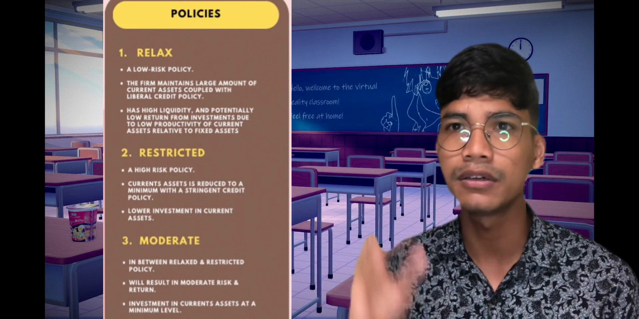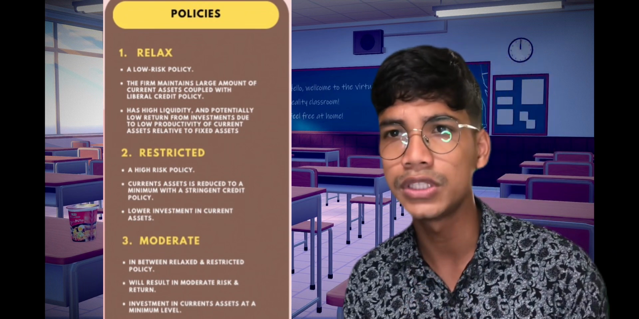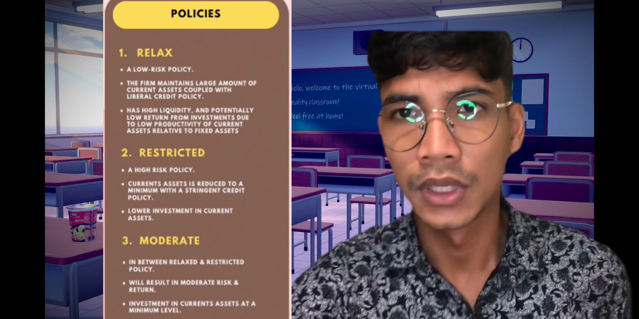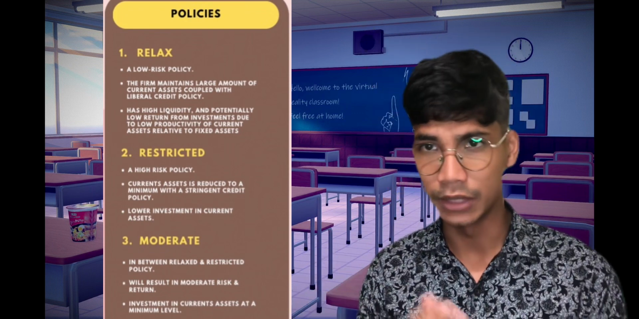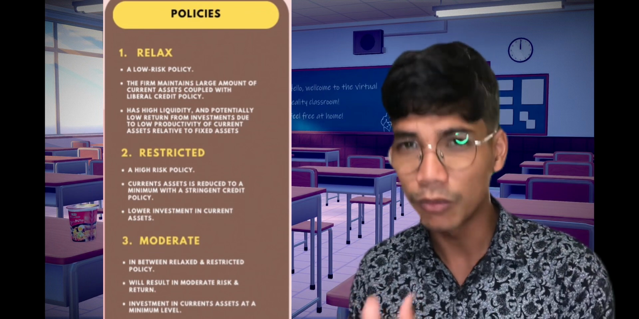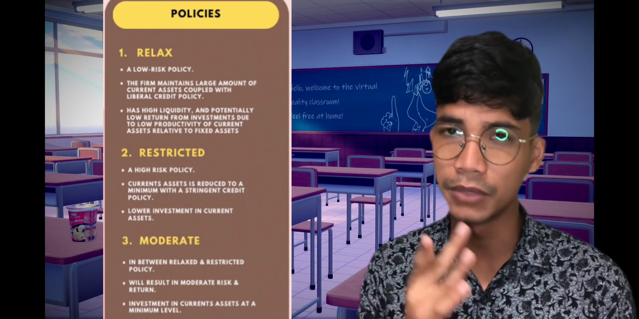The second policy is restricted. It has a high risk policy. Current assets are reduced to a minimum with a stringent credit policy, meaning lower investment in current assets. The last policy is moderate. In between relaxed and restricted policy, it will result in moderate risk and return, with investment in current assets at a moderate level.